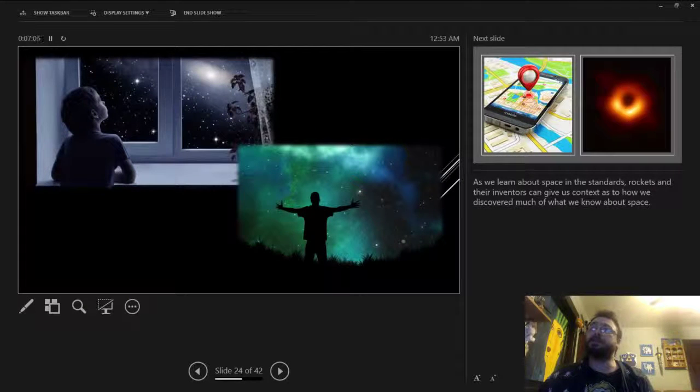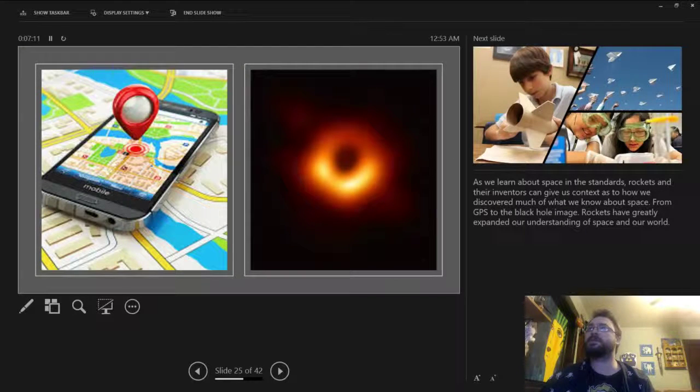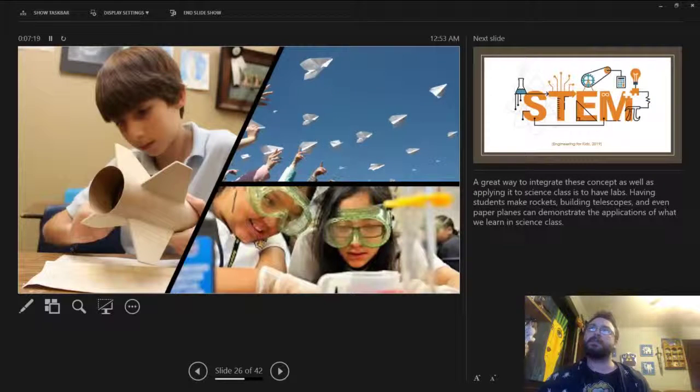As we learn about space and the standards, rockets and their inventors can give us context as to how we discovered much of what we know about space. From GPS to black hole images, rockets have greatly expanded our understanding of space and our world. A great way to integrate these concepts, as well as applying them to science class, is to have labs. Having students make rockets, build telescopes, and even paper planes can demonstrate the applications of what we learn in science class.